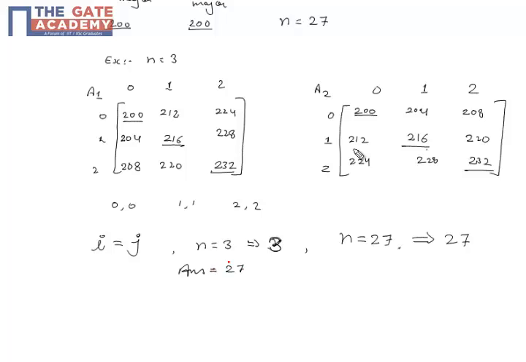Or directly you can say that all the diagonal elements have the same addresses. So there will be n items in the diagonal, so the answer is 27.